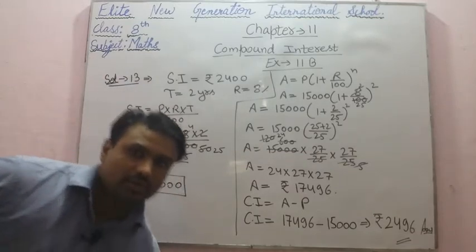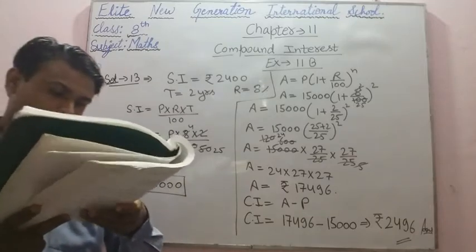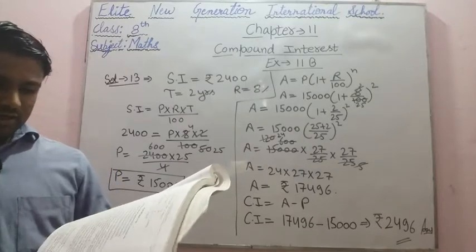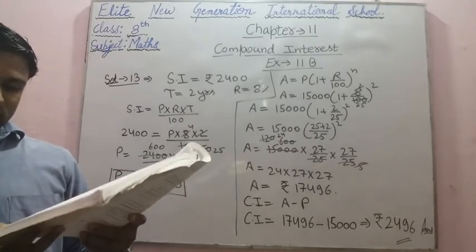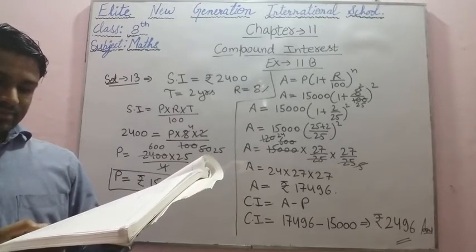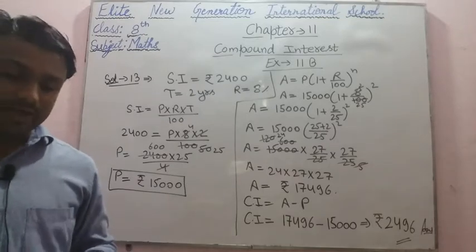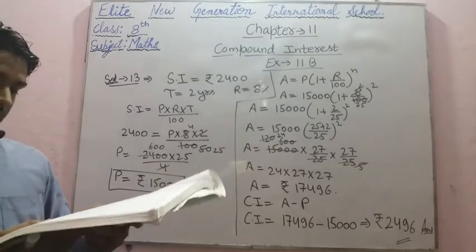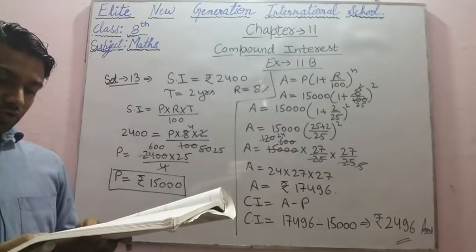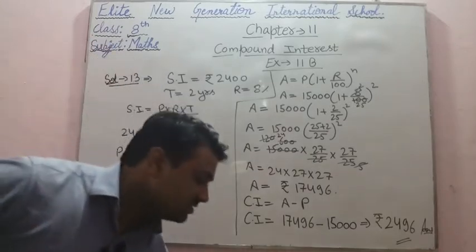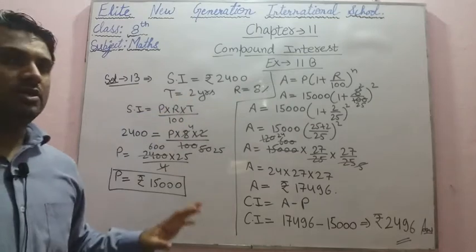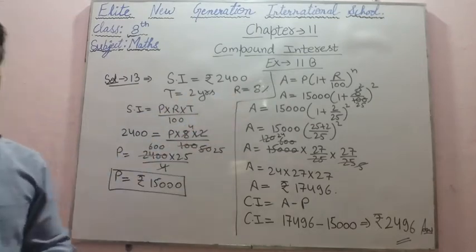In question number 13 of this exercise, we are given the simple interest on a sum of money for 2 years at 8% per annum is rupees 2400. What will be the compound interest on that sum at the same rate and for the same period? That means we are given simple interest is 2400, time is 2 years, and rate is 8%.